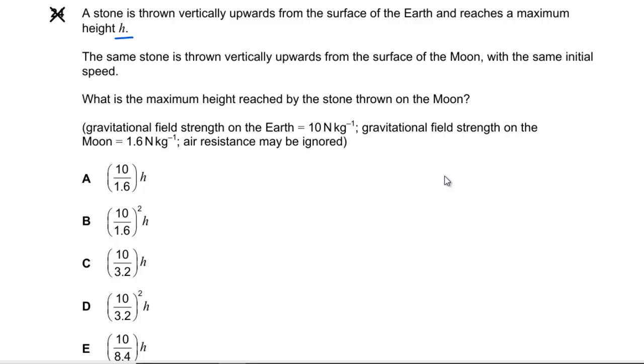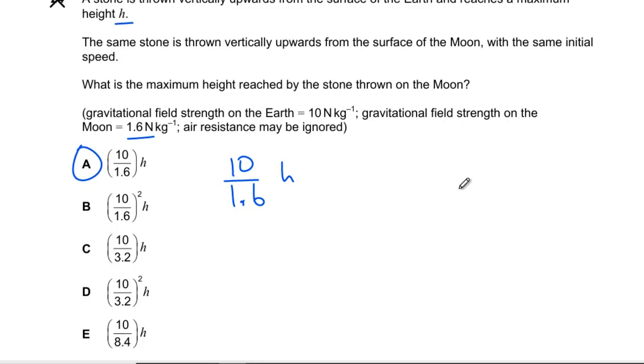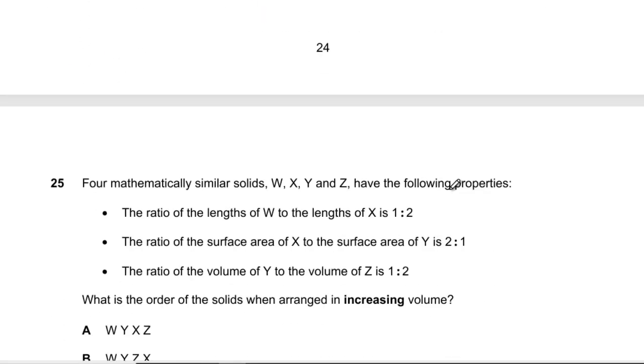Right, so these are our gravitational field strengths. And, well, we've got the same work done, force times distance. We're reducing our force down. So we need to up the distance accordingly. So it's going to be 10 over 1.6 times h. So we've got another A. That's just the conservation of energy thing.